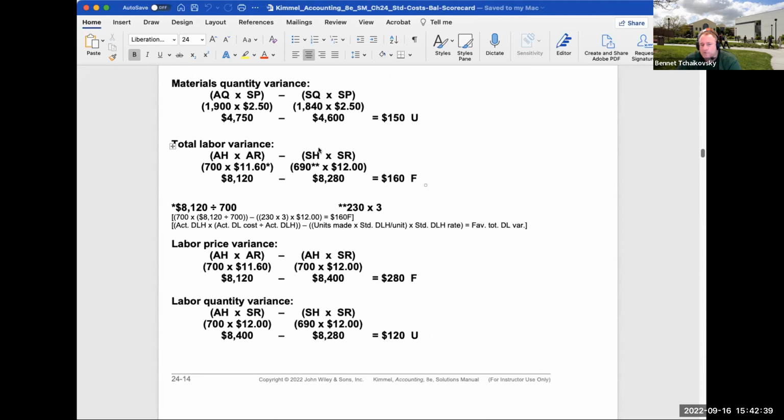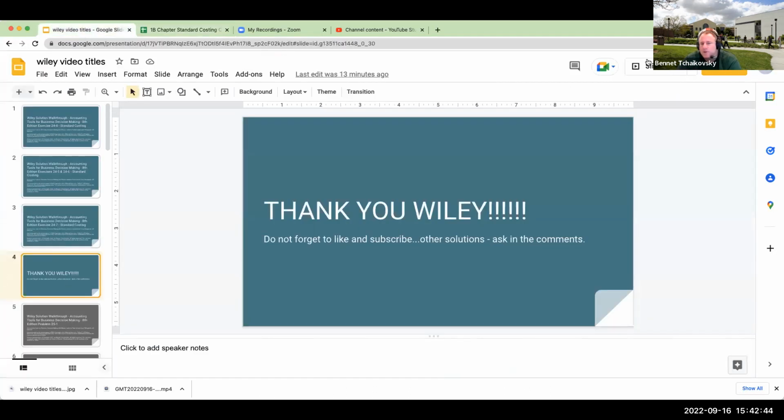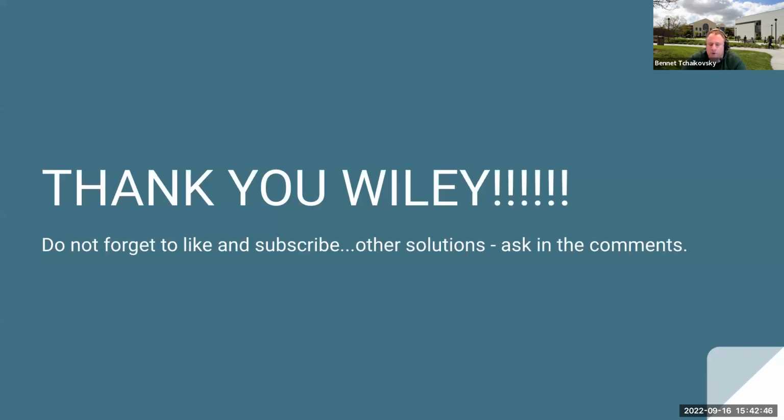I know that what works for myself and my students tends to be going through and breaking it out, showing the total variance first. Then once you have the total variance, you can do the price and quantity for materials, and price/rate and quantity/efficiency for direct labor. And then you have those other checks you can do.